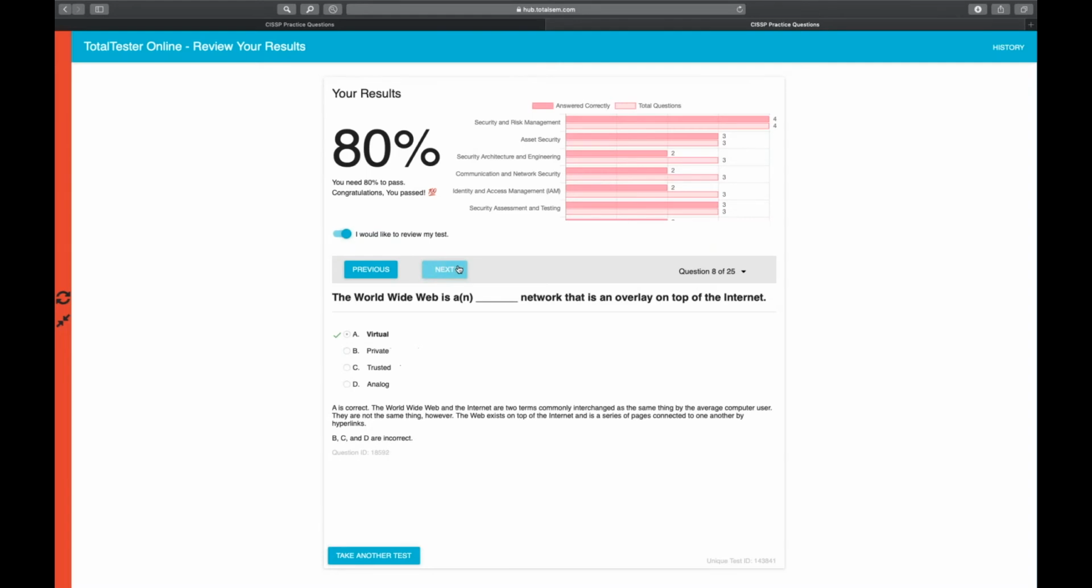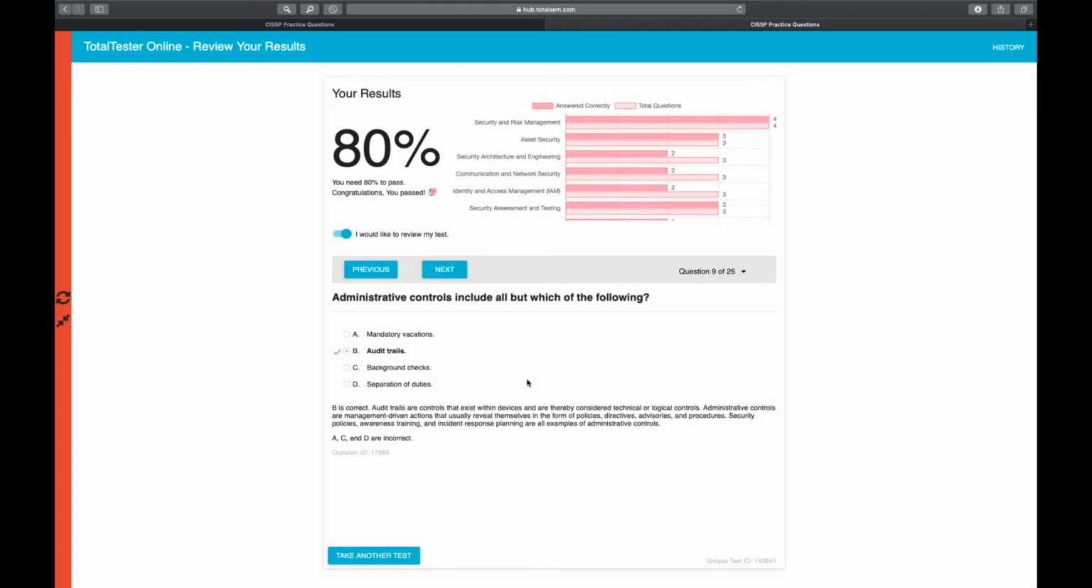The rows of the table represent records or tuples, and the columns of a table represent the attributes of those records or tuples. The World Wide Web and the Internet are two terms commonly interchanged as the same thing by the average computer user, but they are not the same thing. The web exists on top of the Internet and is a series of pages connected to one another by hyperlinks, whereas the Internet is the actual physical routers, switches, cabling, all that stuff.